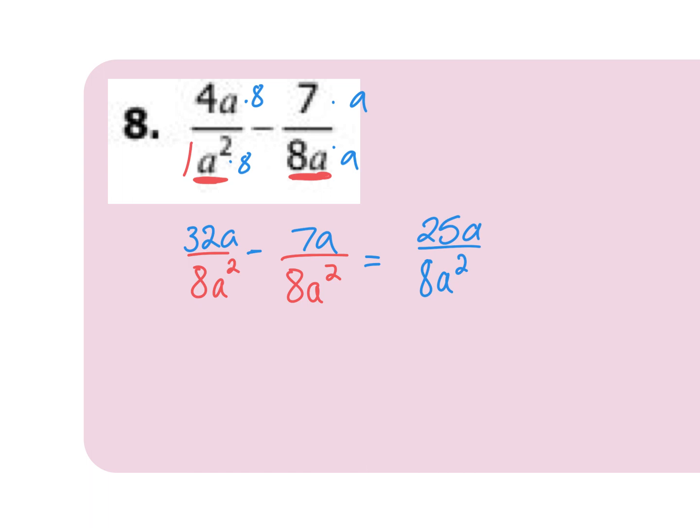So if I look here, 25 over 8, that can't be simplified. But a over a squared, we know that those are the same variable, and we are allowed to simplify those. So if we have 1 on top and 2 on bottom, 1 minus 2 is going to give me a negative 1, which means that a to the first needs to stay on the bottom. So this is going to end up being 25 over 8a. And that is my answer.